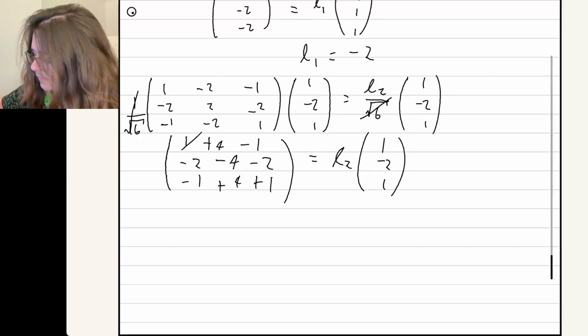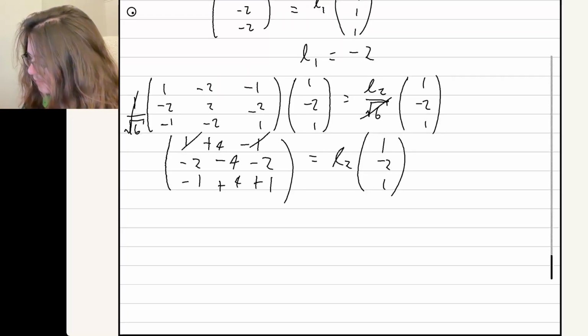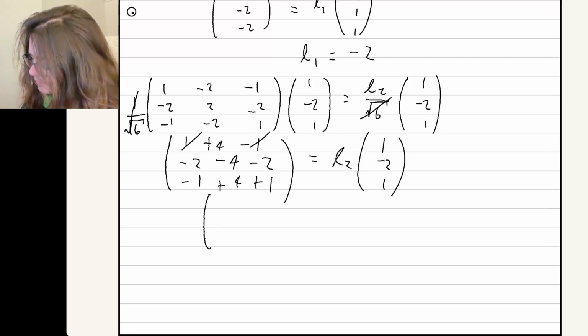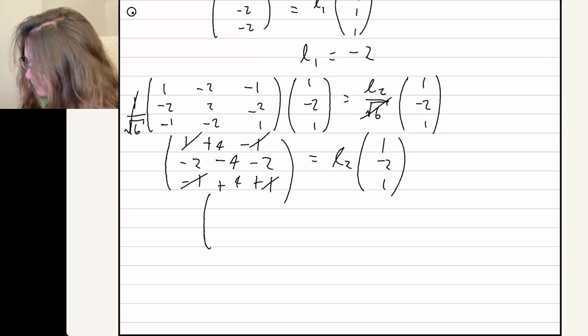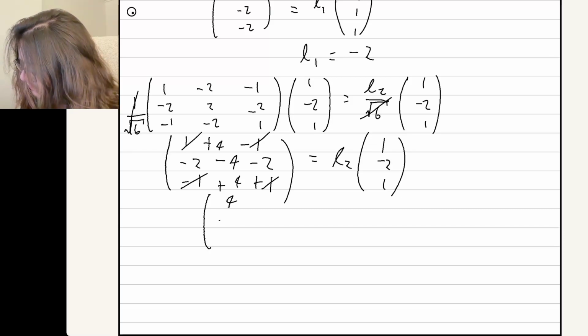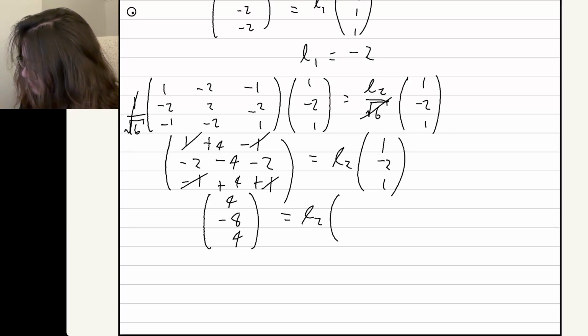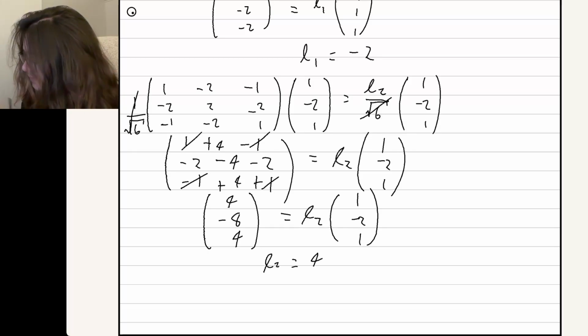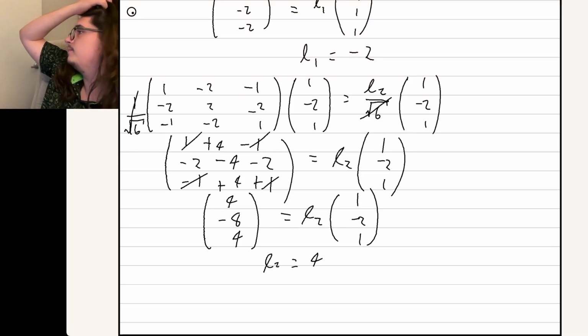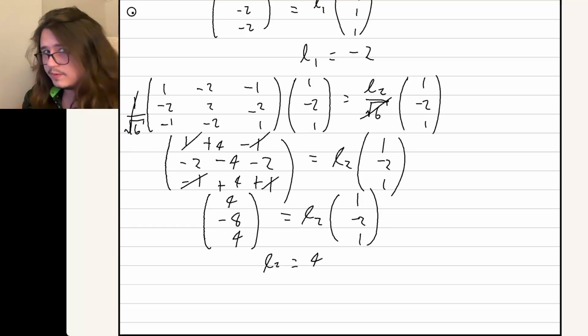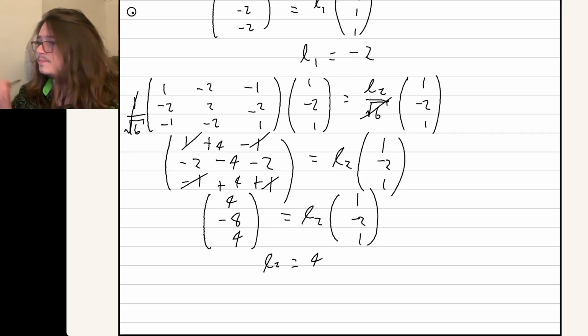Doing the math in there, 1 minus 1 is 0, and also 1 minus 1 is 0. So it's 4, minus 8, and 4. And this is L2 times 1, minus 2, 1. Clearly L2 is just 4. No idea if B has another eigenvalue. I didn't check, because diagonalizing B by itself is actually pretty difficult. But at least they share these eigenvectors. All right.